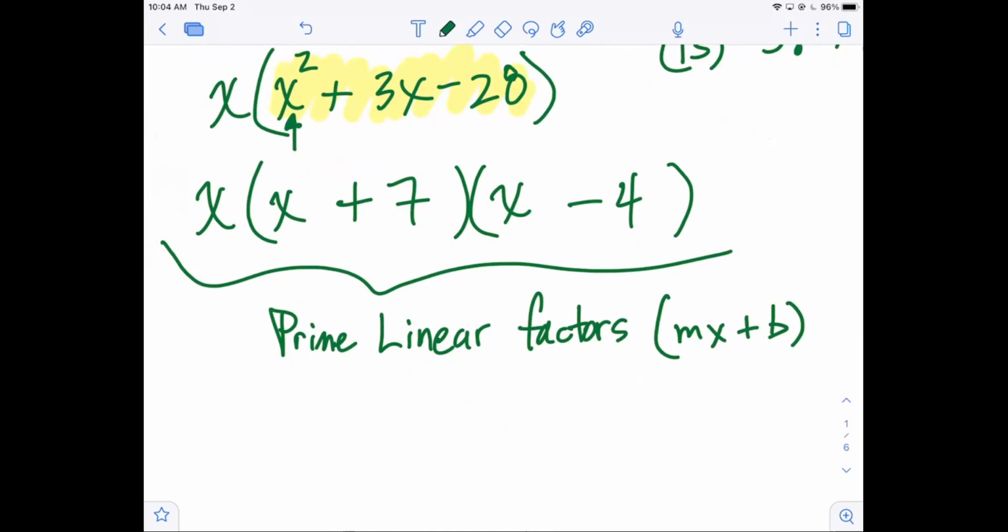But in this class, we'll look at another type of factors. You might have this, or what I call irreducible prime quadratic factors. Okay, here's an example of that. x squared.